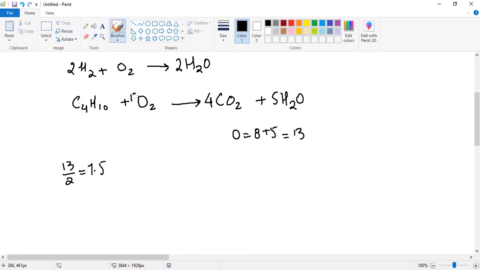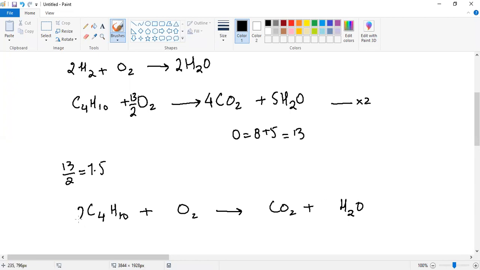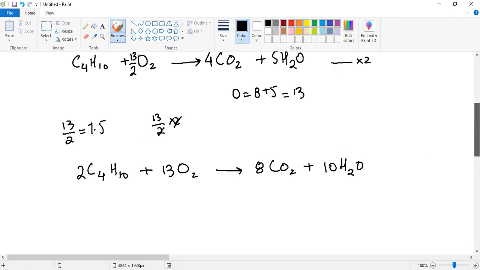we write 13 by 2 and then multiply this entire equation by 2. When we do that, the balancing is going to look something like this. CO2 plus H2O. We get a 2 over here, a 13 over here, an 8 here, and a 10 over here. The 2 is going to cancel with this 2, 13 by 2 multiplied by 2, 2 cancels with 2, and we have the whole number 13. So that's how you can also balance this equation.